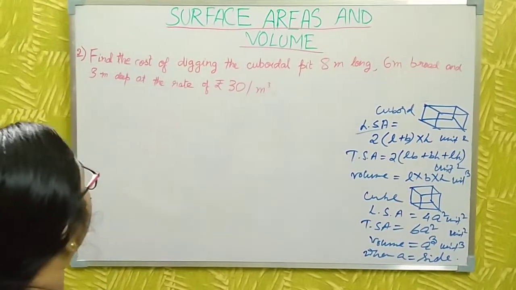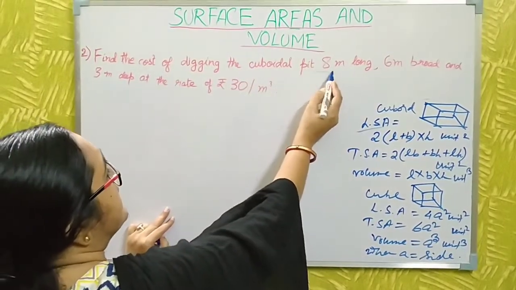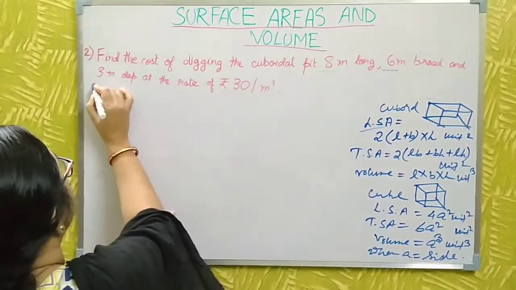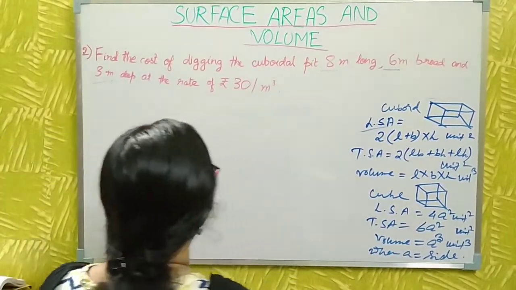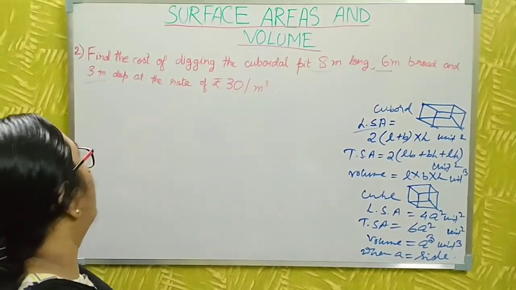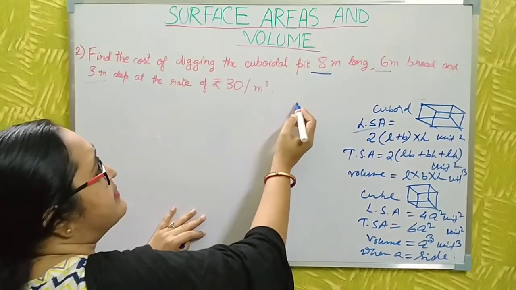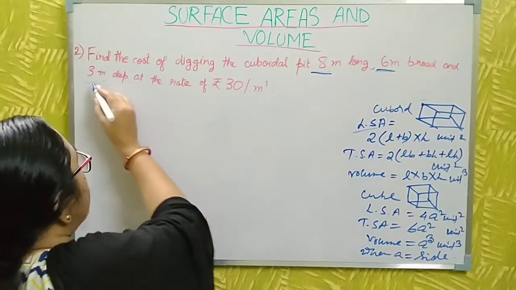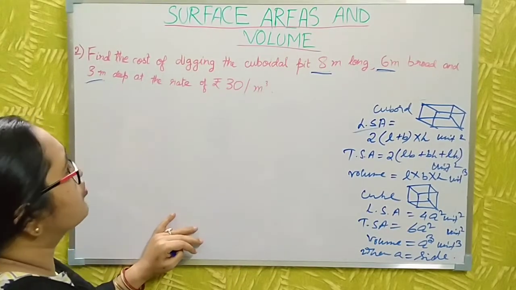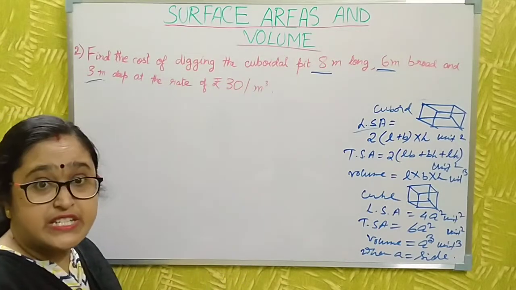Find the cost of digging a cuboidal pit 8 meter long, 6 meter broad and 3 meter deep at the rate of 30 per meter cube. Okay, now find the cost of digging the cuboidal pit 8 meter long, 6 meter broad and 3 meter deep at the rate of 30 per meter cube.